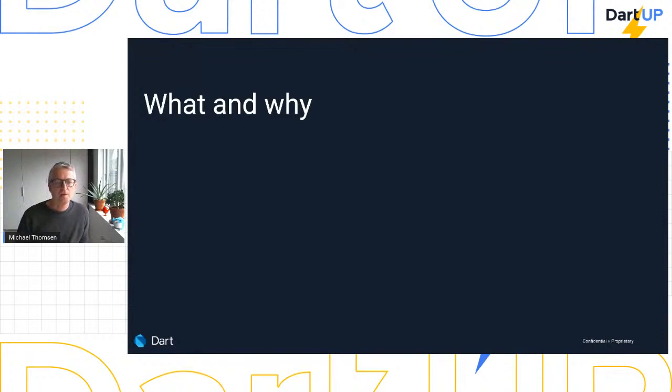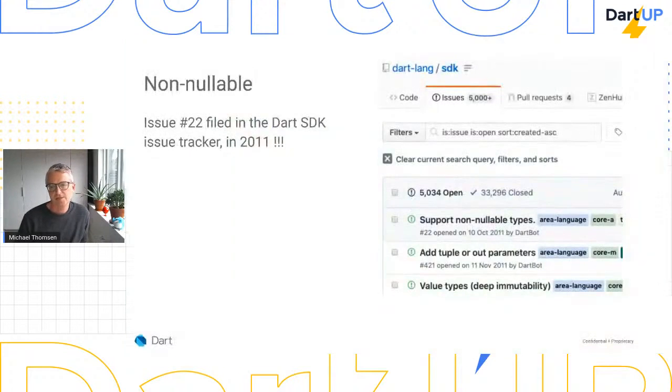Let's start with the motivation for why we are doing null safety in Dart. This is actually not a new idea. If you look in our Dart SDK issue tracker and you look up issue number 22, you will see that this issue called support non-nullable types was filed on October 10th, 2011. So that's more than 9 years ago. So it's actually a long-running idea, but not one we've been able to act on first.